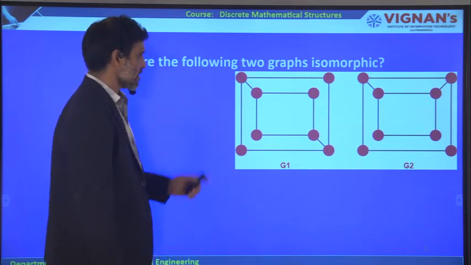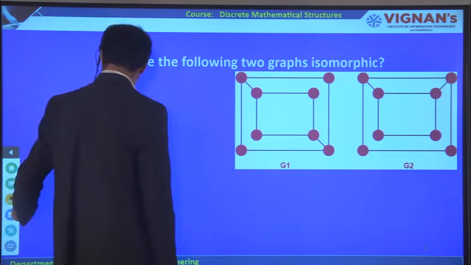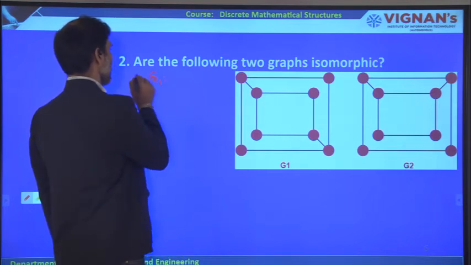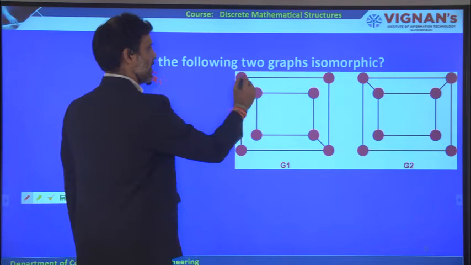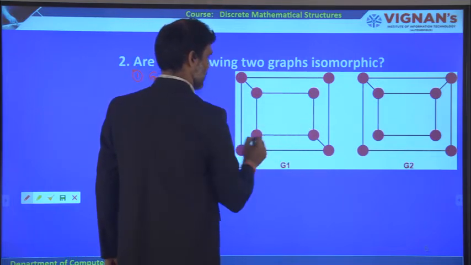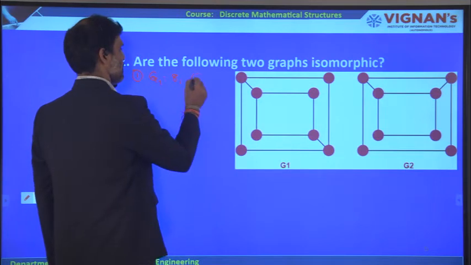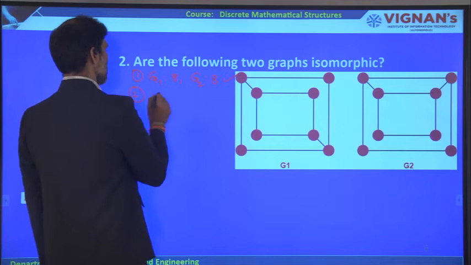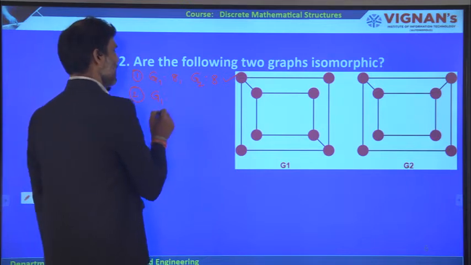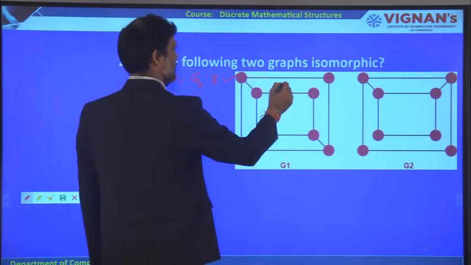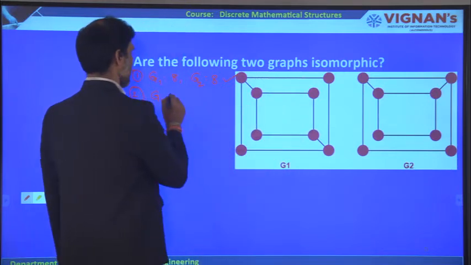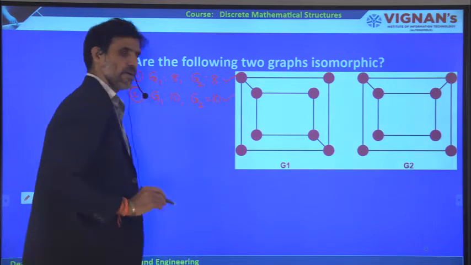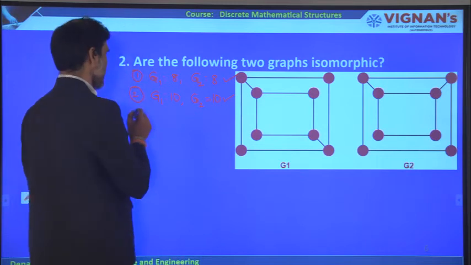Now coming to the next case. What is this one here? You need to check first how many vertices are there in graph G1. So again we have to check the number: 1, 2, 3, 4, 5, 6, 7, 8. 8 vertices for graph G1. Similarly for graph G2 also 8 vertices. The first condition is satisfied. Now the number of edges: 4 plus 4, 8, plus 2, 10 edges are there. Similarly for G2 also 10 edges are there. Therefore it is also satisfying the second condition.